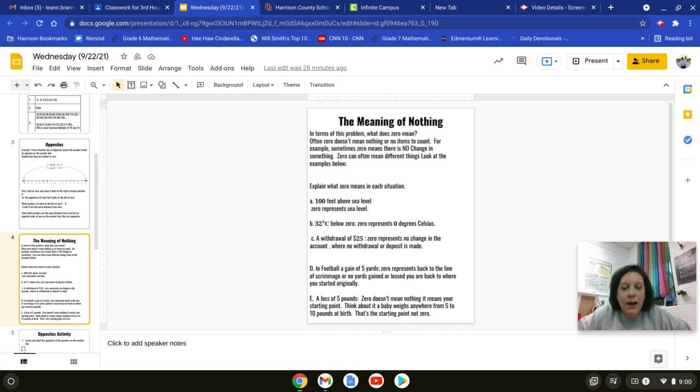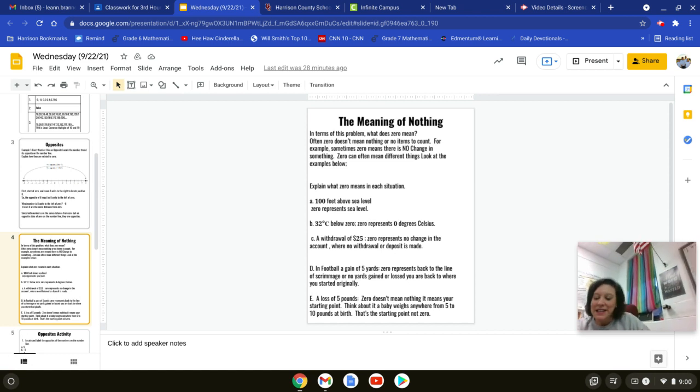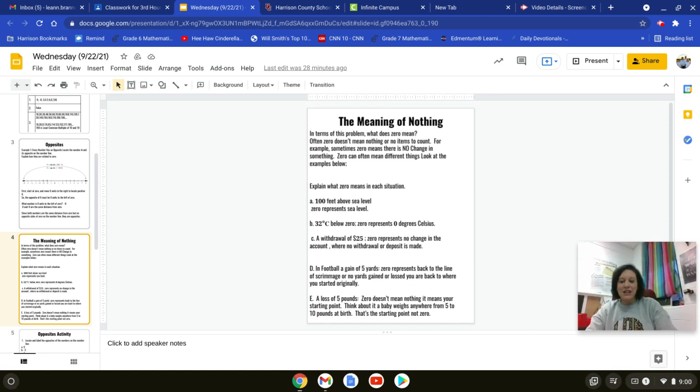The meaning of zero. Sometimes it's very difficult to understand nothing. I know it doesn't sound difficult. It sounds silly, but we're talking about the meaning of zero. So in terms of this problem, what does zero mean? That's something that if you were in class, you would be hearing me say quite a bit, and you probably already have if you've been there when we made those number lines last week and earlier this week. It says often zero doesn't mean nothing or no items to count.